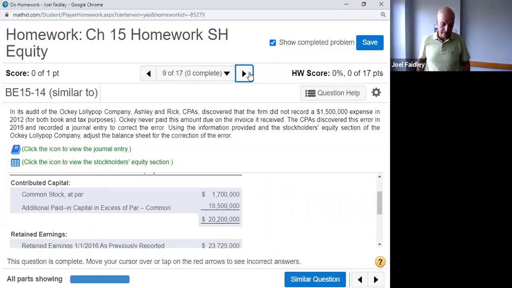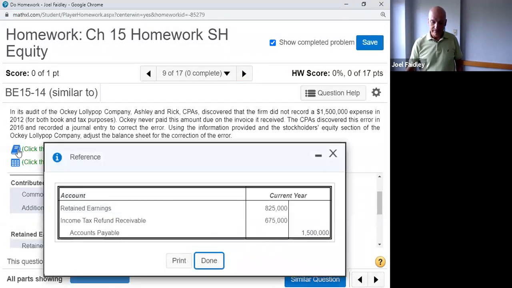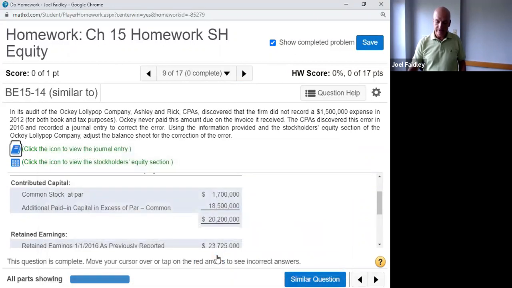What we have going on here says during an audit, discovered the firm did not record a $1.5 million expense in 2012. Never paid this amount due on the invoice it received. Discovered this error in 2016, and so we need to restate the prior year, don't we? In fact, they give you the journal entry, so you don't even have to do the journal entry. There's the journal entry. And so what's relevant here is this $825,000 retained earnings. So we need to make a prior period adjustment for that.